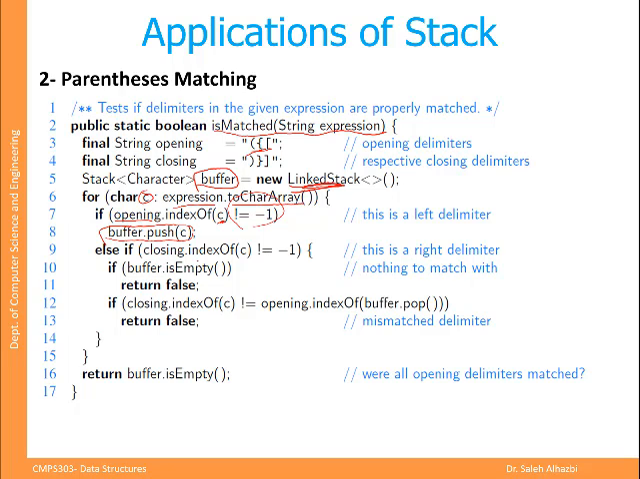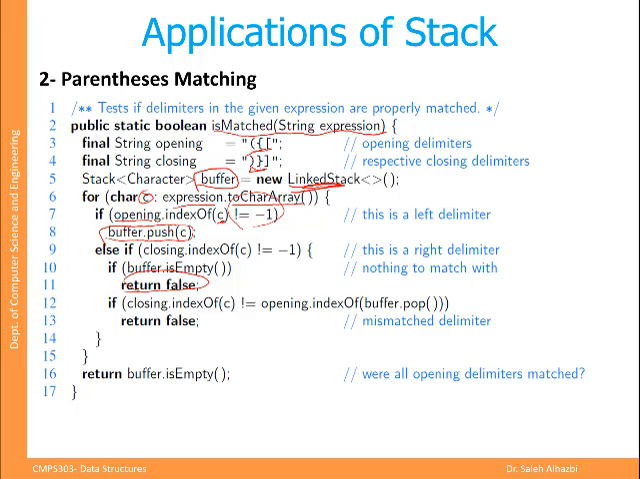What if we find a closed parenthesis? So like this one, we'll check if closing.indexOf(c), closing this one, is not equal to -1. That means it's either 0 or 1 or 2. That means, okay, the character that we got from the string is now one of the closed ones. So we need to check if the buffer is empty. That means we don't have a corresponding open parenthesis for this one. So again, it's false. The number of open parentheses should be equal to the number of closed parentheses.